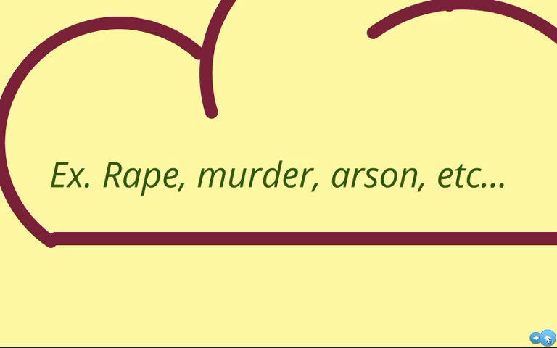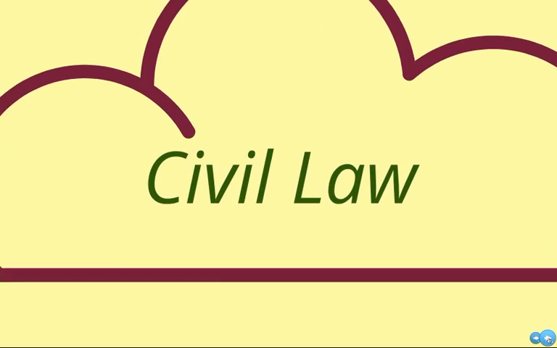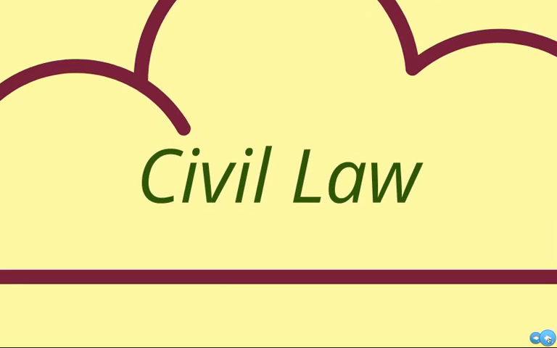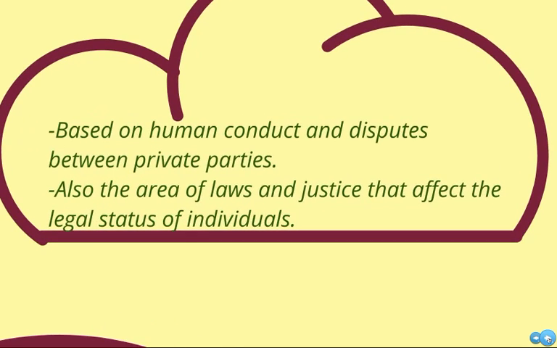And then the last type of law we're going to talk about here today is civil law. Now, civil law is tricky because it's not specifically really even an enforceable law. This is just a law that's based on the conduct and disputes between private parties. So as we talked about the difference between a civil case and a criminal case, this civil law is based on those civil cases.